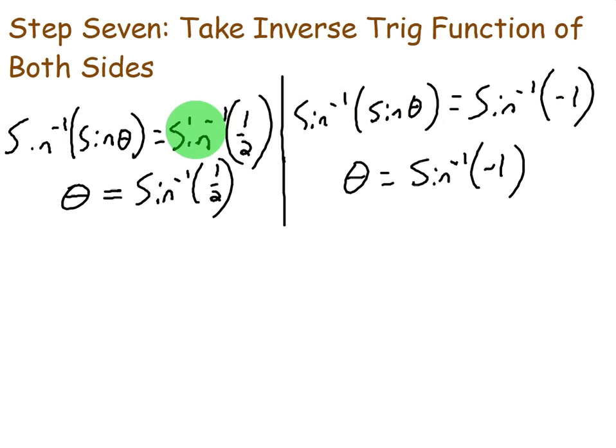If we do it on the left, we have to do it on the right. And again, I'm just going to underline that to show what we're doing to both sides. So now we have theta is equal to sine inverse of 1/2. Same thing on the right-hand side.